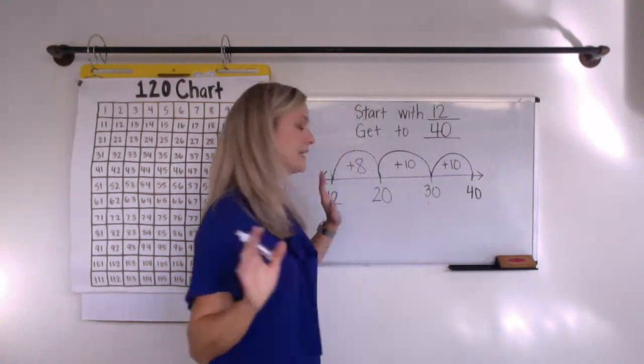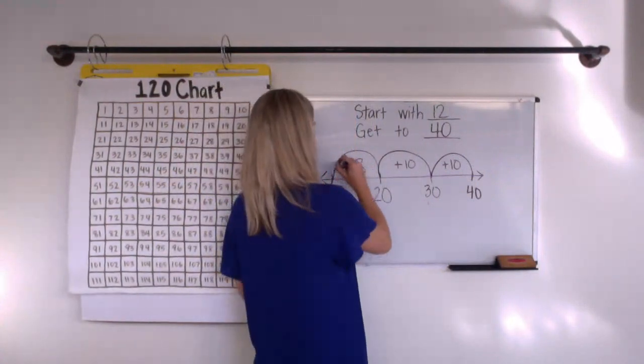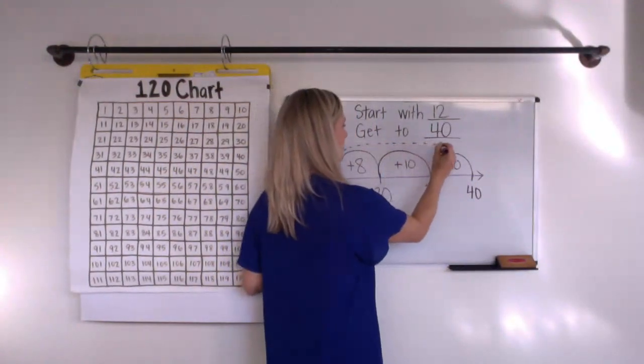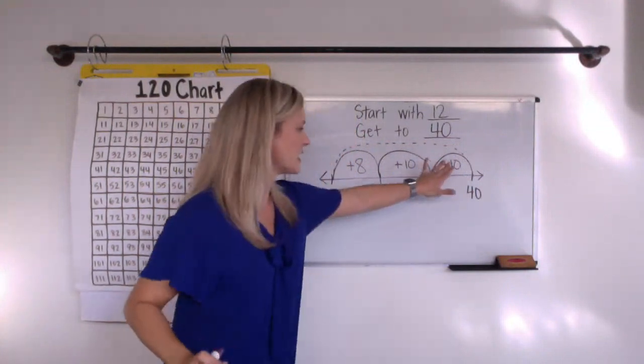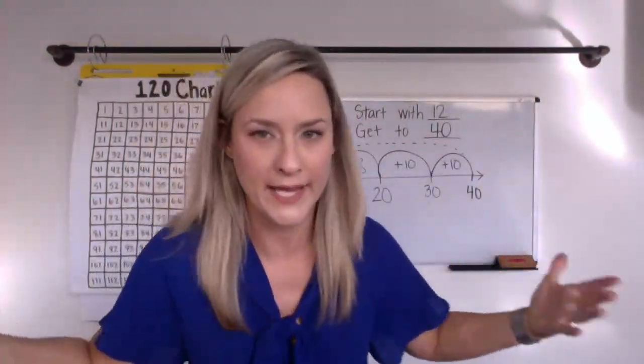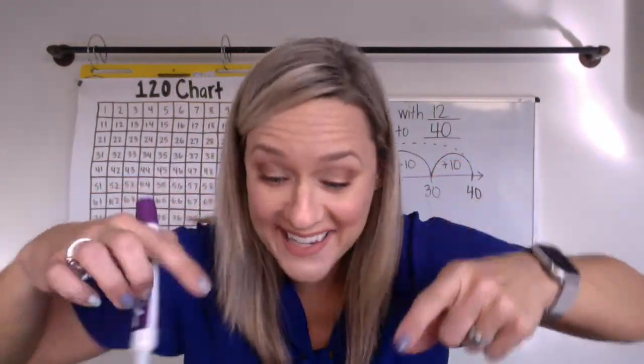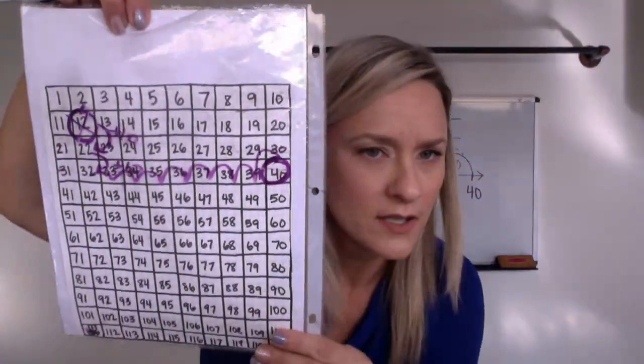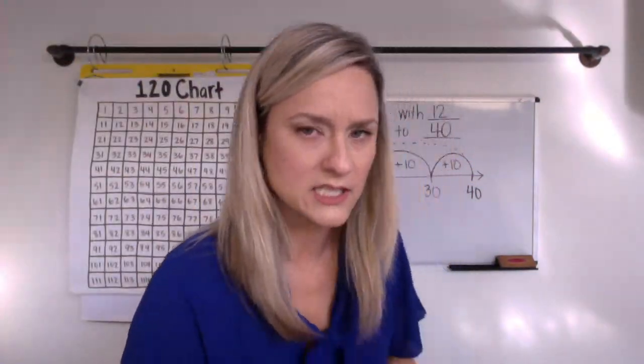Okay, now we hopped all of those. So 10 plus 8 makes 28. Hey, we got a match. We had 28 there and 28 here.